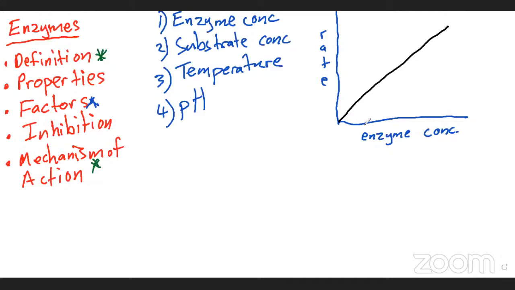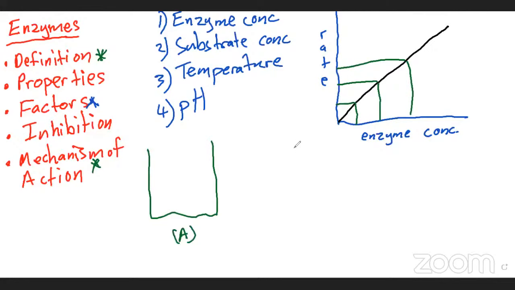So if you look at this graph, we have concentration on the x-axis and rate of reaction on the y-axis. You can see that as we increase the concentration, the rate of the reaction is increasing. All right, so why is that happening? Let us look at two containers. If you have container A and container B.